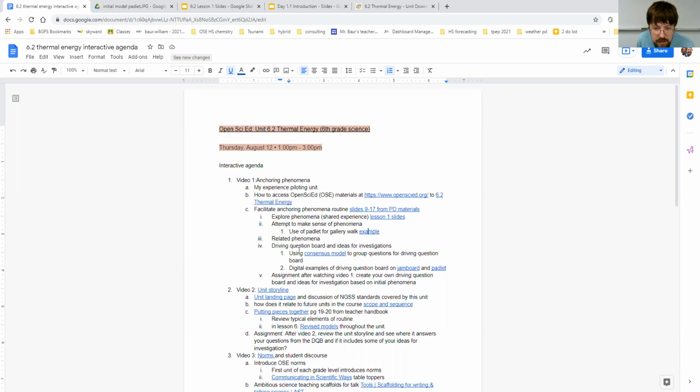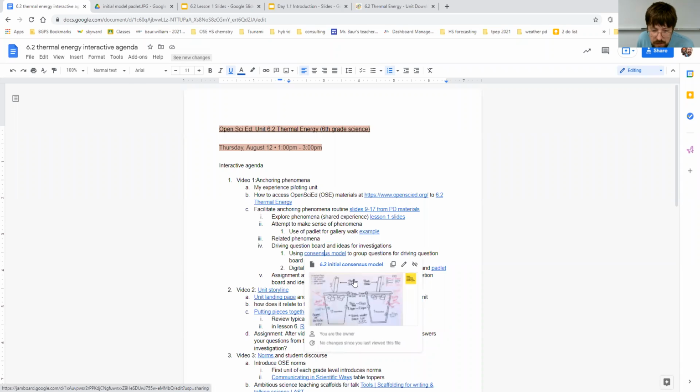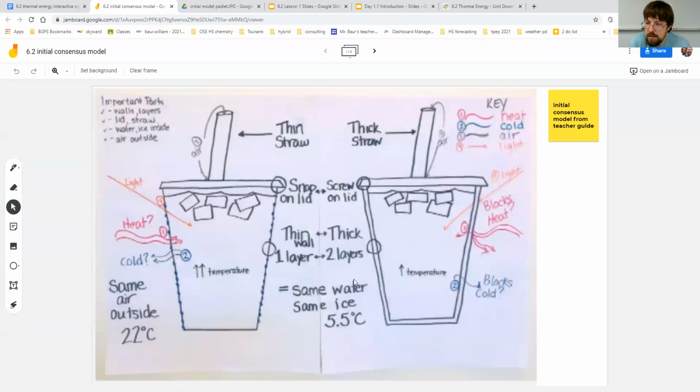The other thing I wanted that you can use that's free is Jamboard. So I pulled a few things from the teacher's guide that's available for you. It's always good to read the teacher's guide to get an idea of what students might respond, and to look at sample initial consensus models, so you can know where the students should get in these first few days.